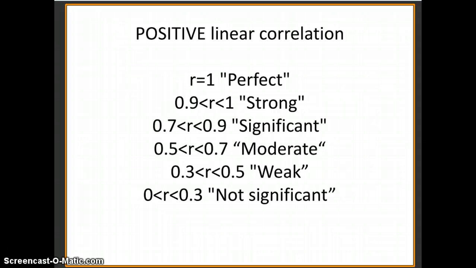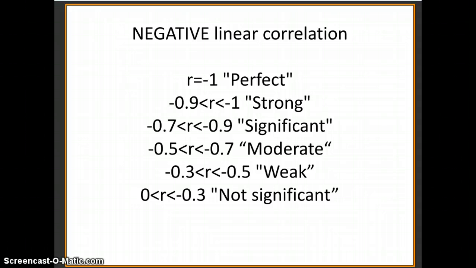0.7 and 0.9, it's significant. 0.5 and 0.7, moderate. 0.3 and 0.5, weak. 0 and 0.3, it's not significant. You learn this off by heart, but it's not an exact science. If it's 0.5, is it moderate or is it weak? Moderately weak maybe. So you can't call it strong when it's 0.3, but you might call it reasonably strong at 0.85.